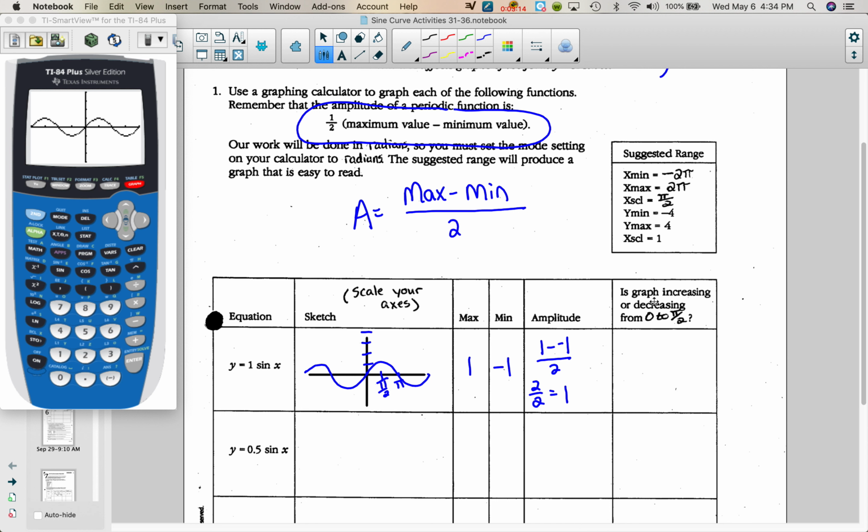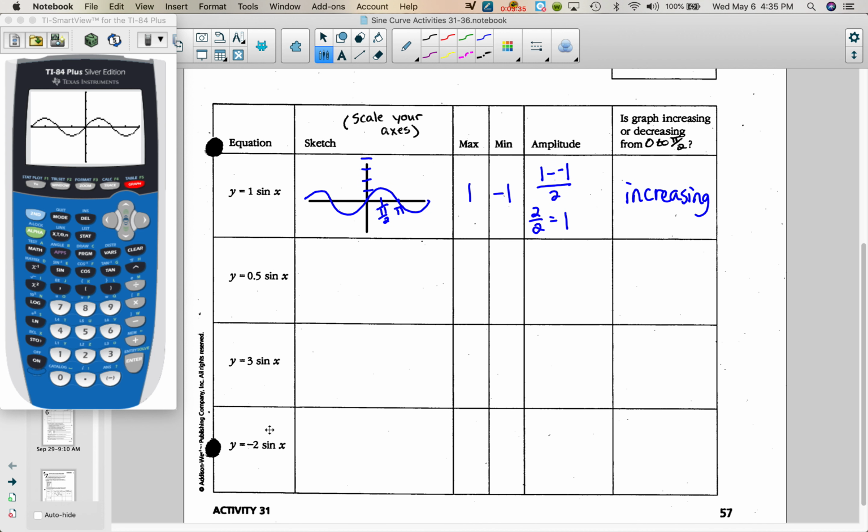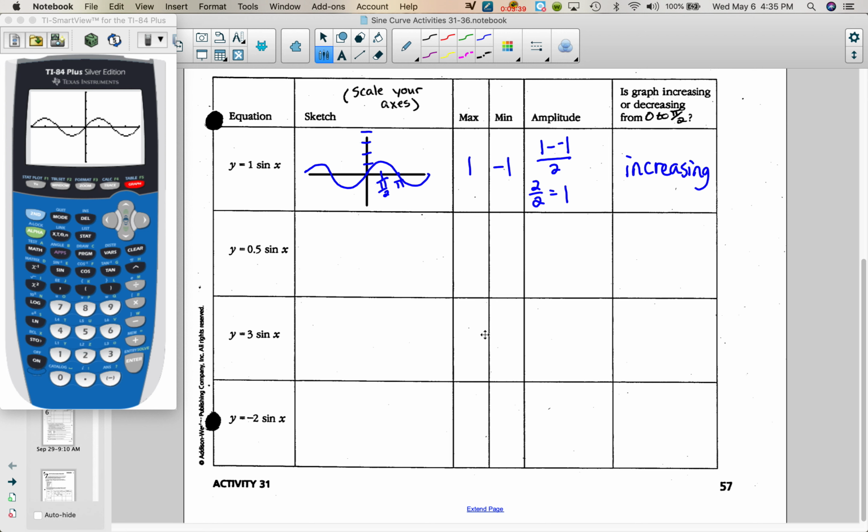Then the next question just says, is the graph increasing or decreasing from 0 to pi over 2? So you're looking at this portion right here. From 0 to pi over 2, you can see it's increasing because it's going up. So you would say increasing. And that's how you're going to fill those out. Then you're going to change the value in front, this a value, to a half and see how it affects your graph. Change it to a 3, change it to a -2, and fill in all the information on the chart.